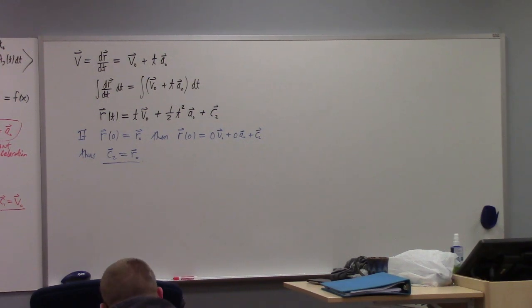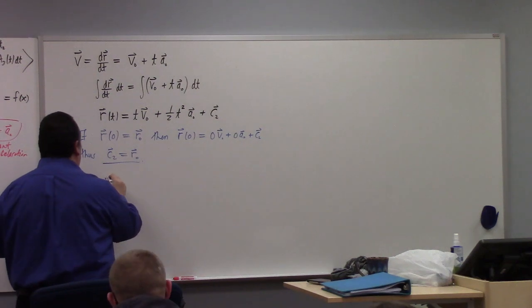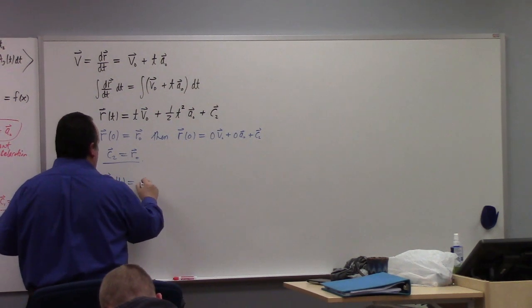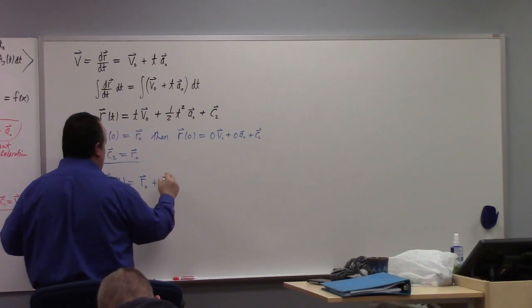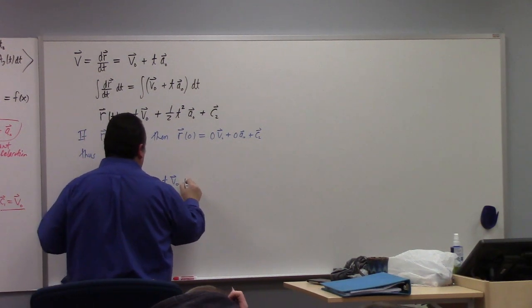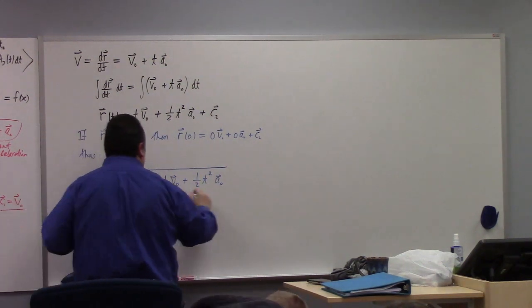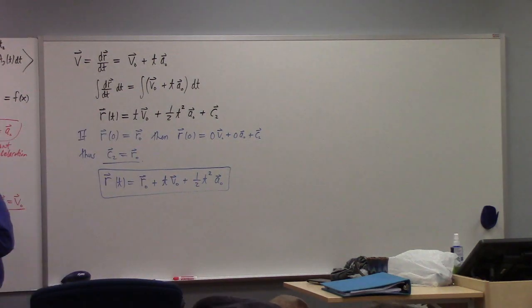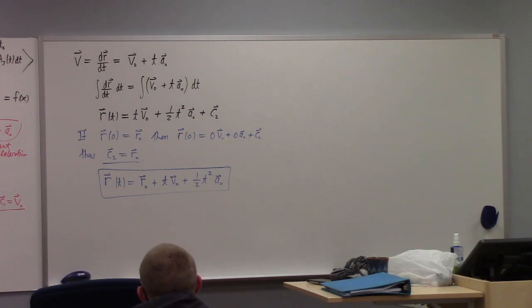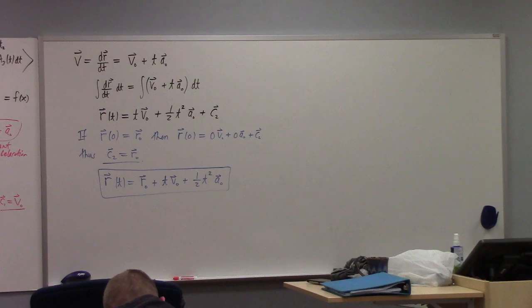So then I'll put it all together. We have the position at time t is equal to r sub naught plus t times v sub naught plus 1/2 t squared a sub naught. So there you go. These are the vector formulas for constant acceleration motion. And I've based the formulas at time 0. What if you had data at some other time? How could you come to terms with that?